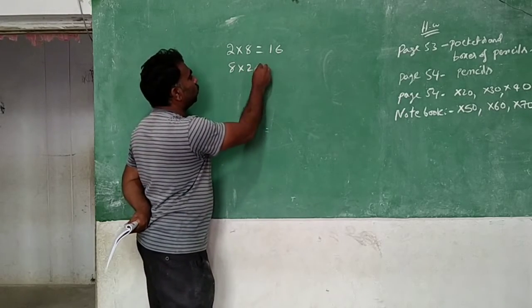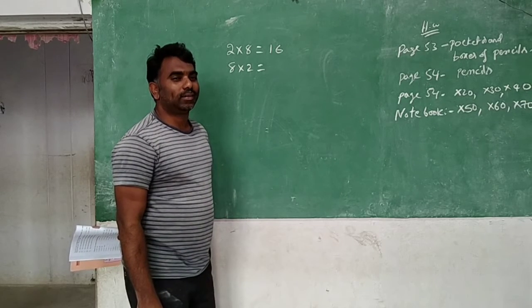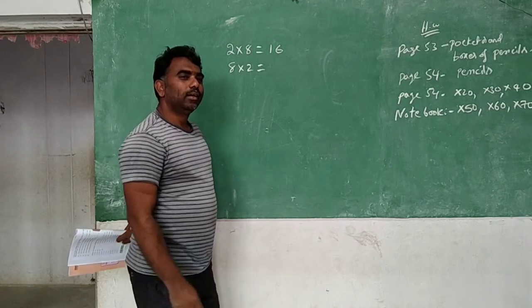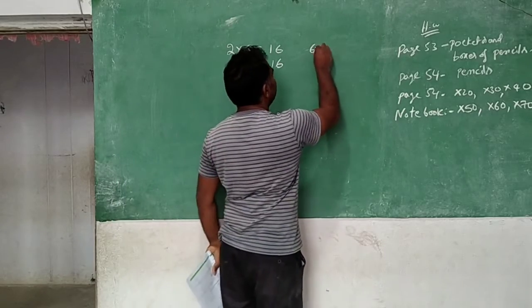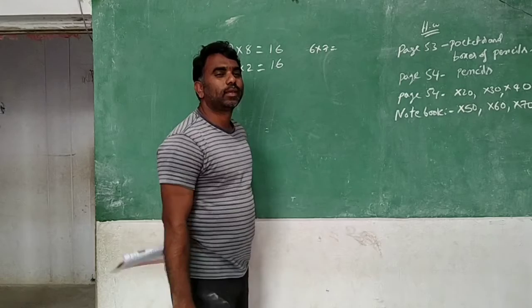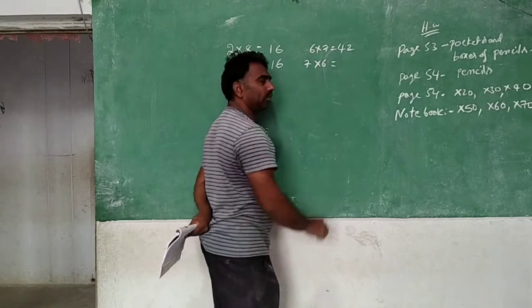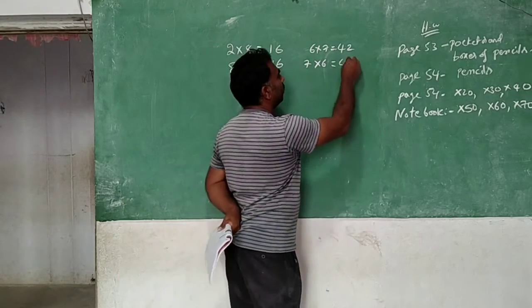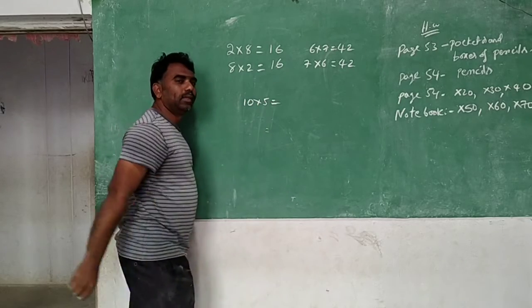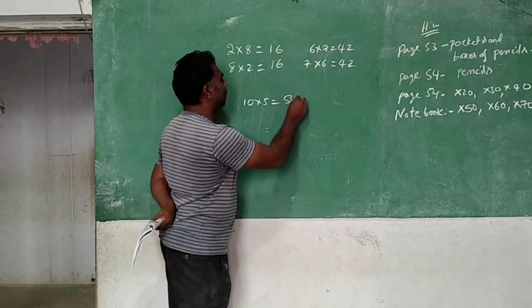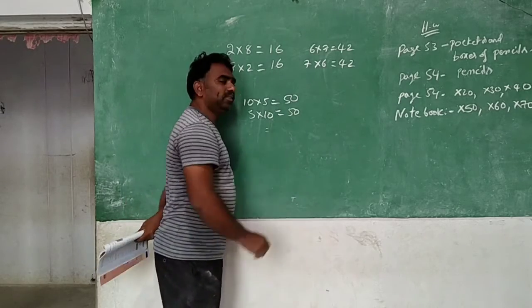Then what about 8 into 2? 8 2s are also 16. Okay, and one more: 6 7s are 42. Then what about 7 6s? 42. Okay, now 10 5s are 50. 5 10s are 50.